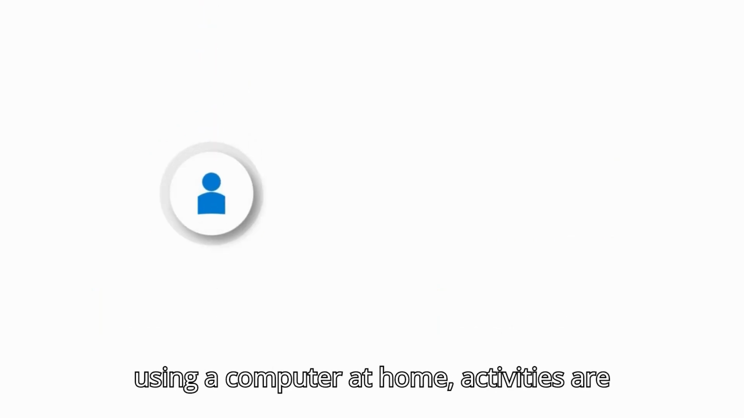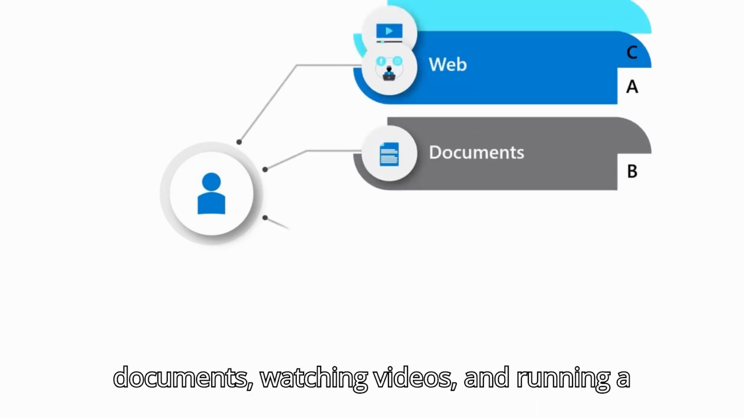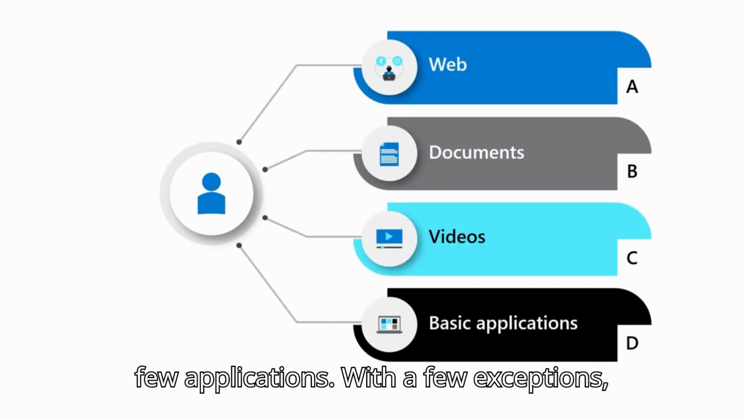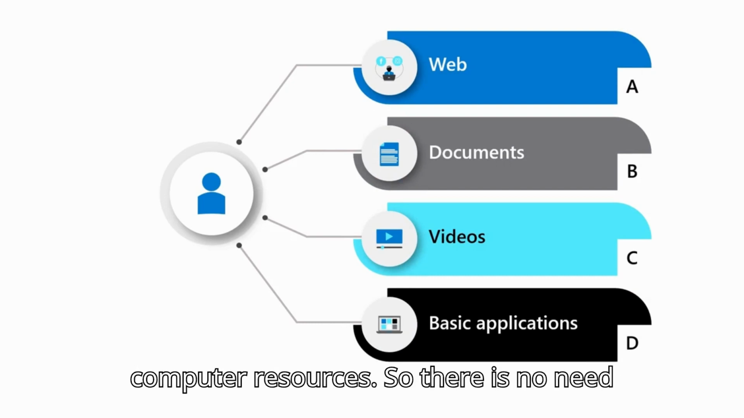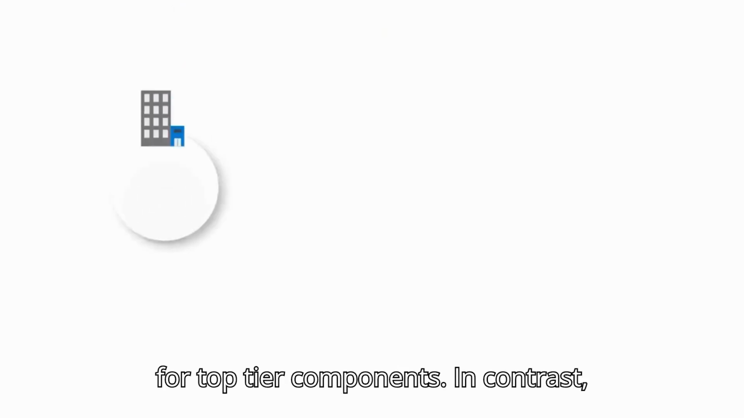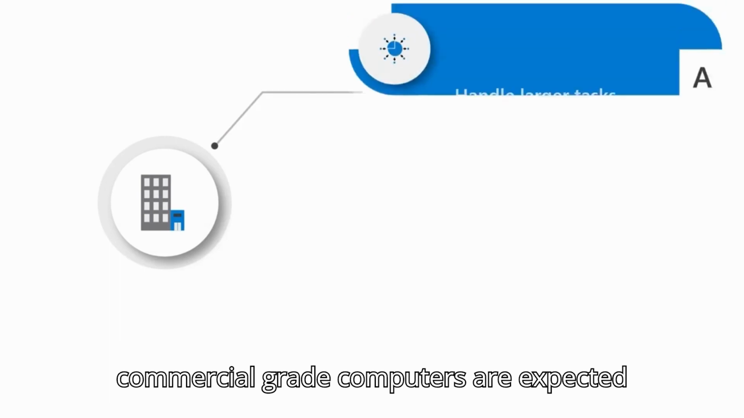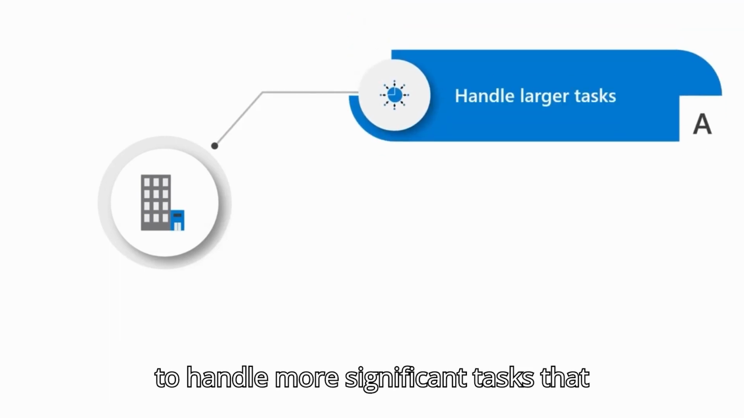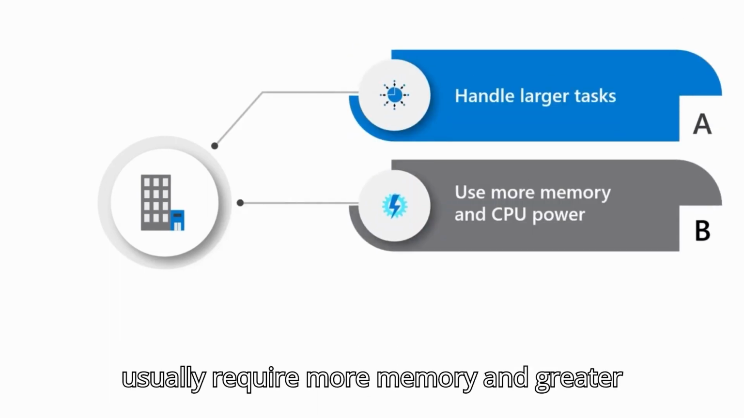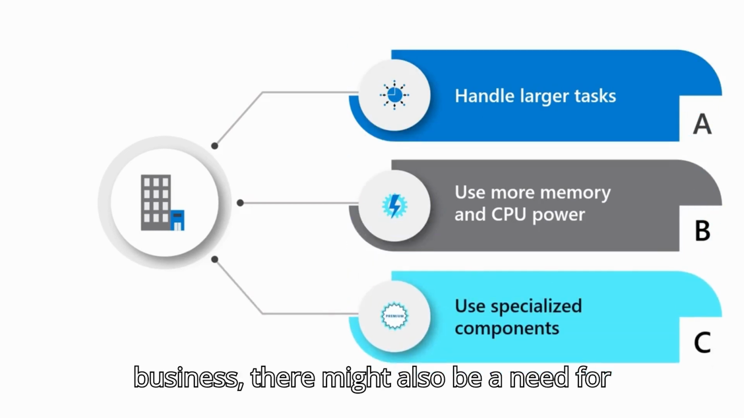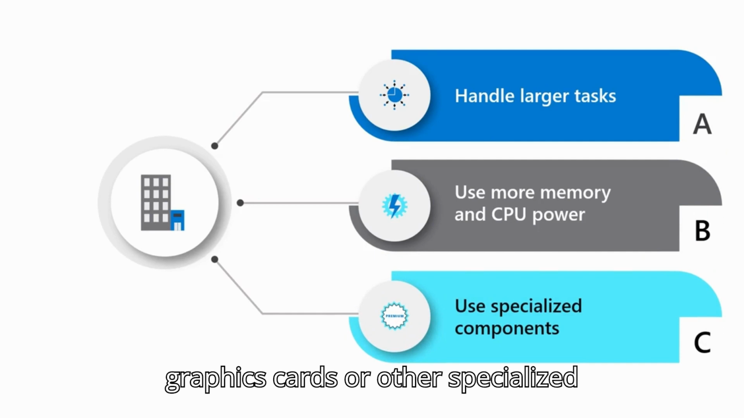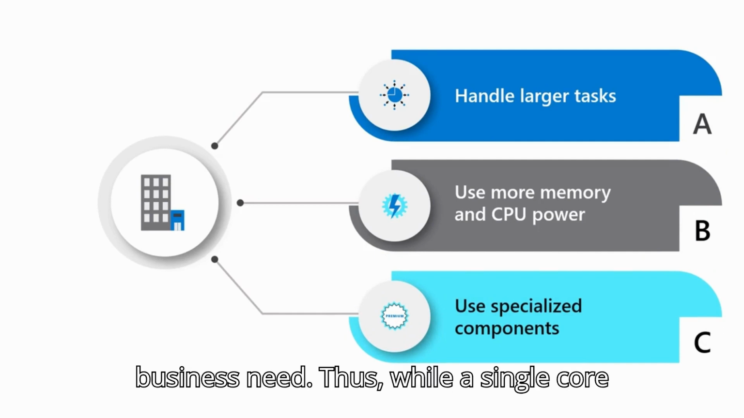For a typical person using a computer at home, activities are confined to web surfing, editing documents, watching videos, and running a few applications. With a few exceptions, these activities do not consume excessive computer resources, so there is no need for top-tier components. In contrast, commercial-grade computers are expected to handle more significant tasks that usually require more memory and greater CPU power. Depending on the nature of the business, there might also be a need for graphics cards or other specialized hardware components to perform the business need.